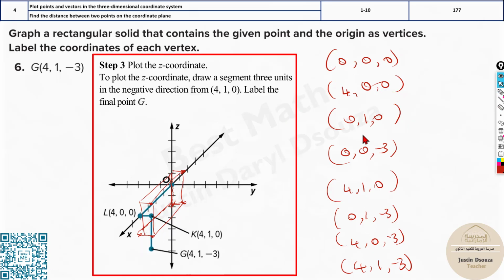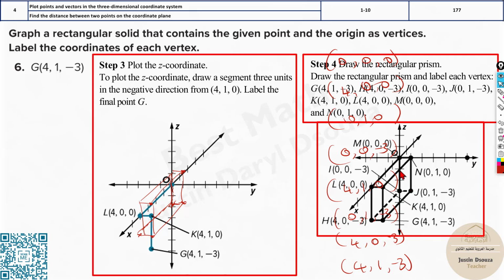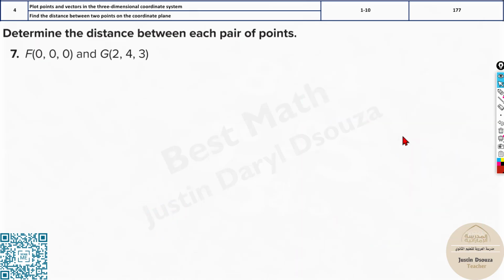All the others will be solid lines. So you can see, but since it's touching the coordinate, even the dotted won't be noticed. But that is supposed to be dotted, this and the other one. So that's it. Now they have asked us to find the distance between the pairs.